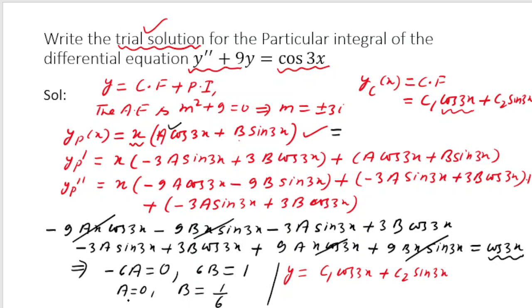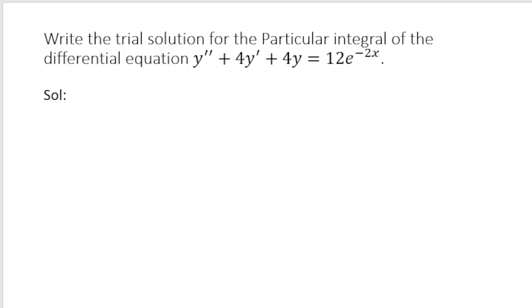So here a I have got 0, so this cos 3x term will become 0, and b I have got 1 by 6, so it will be just 1 by 6 x sin 3x. So the particular integral will be 1 by 6, so I write plus 1 by 6 x sin 3x. So this is how the method of undetermined coefficients works. Now in the next problems I am not going to find the coefficient, I am just going to talk about the trial solution. So if you look at this problem now, find the trial solution for the particular integral of the differential equation.